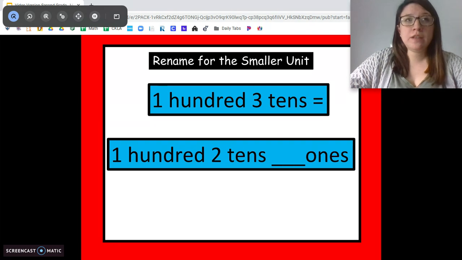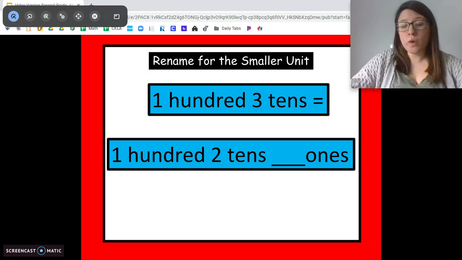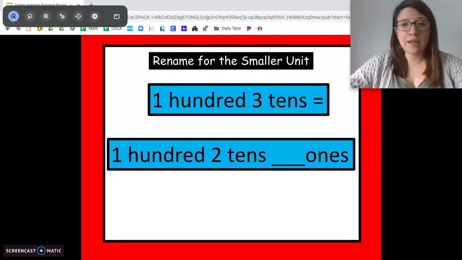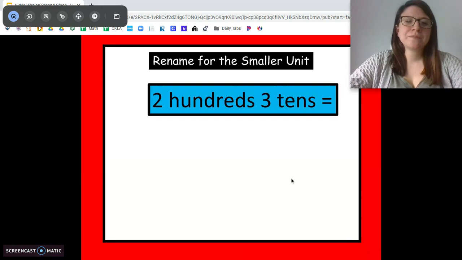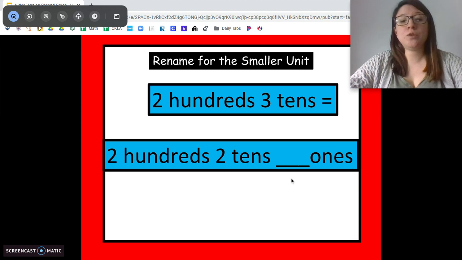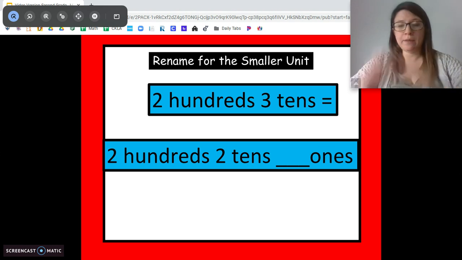So I know 103 tens is 130. 102 tens is 120. How many more ones would I need to get to 130? 10. Beautiful. All right, 200's 3 tens. I'm giving you 200's 2 tens. How many more ones do I need?